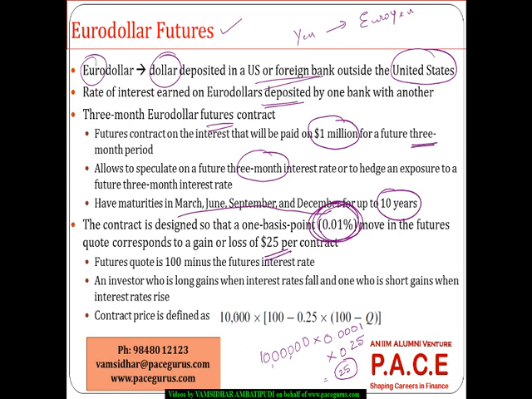Anytime once I have the quoted futures, once I have the futures quote which is Q, I can find out the contract price using this kind of mechanism. I take the quoted futures price and subtract it from 100, then multiply it by 0.25, subtract that entire value from 100, multiply it by 10,000, which would result in the total contract value and any increase or decrease. So let's take one example.